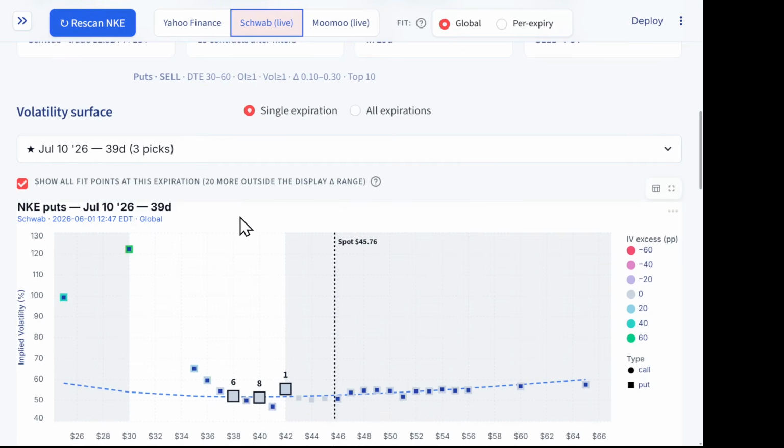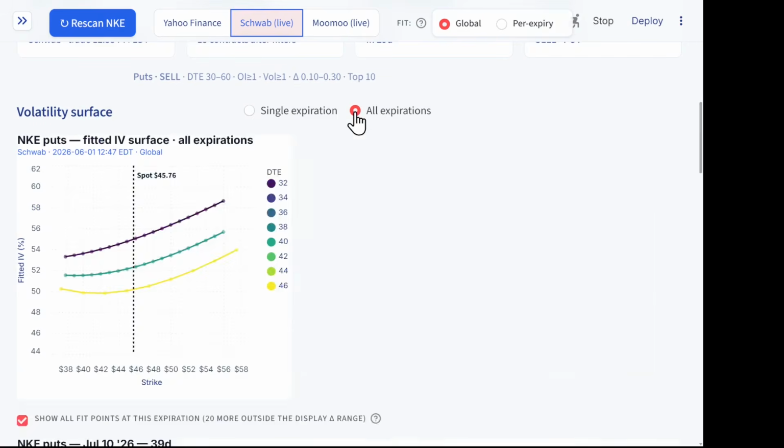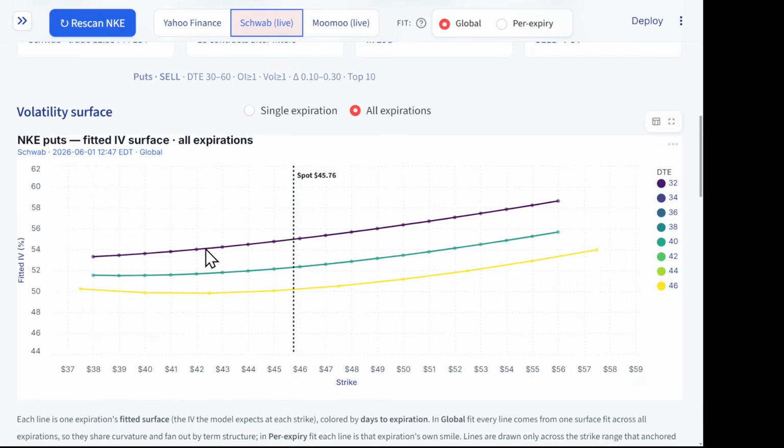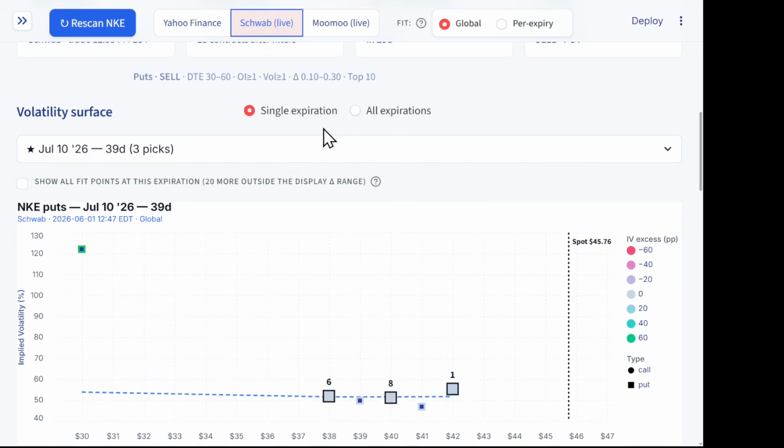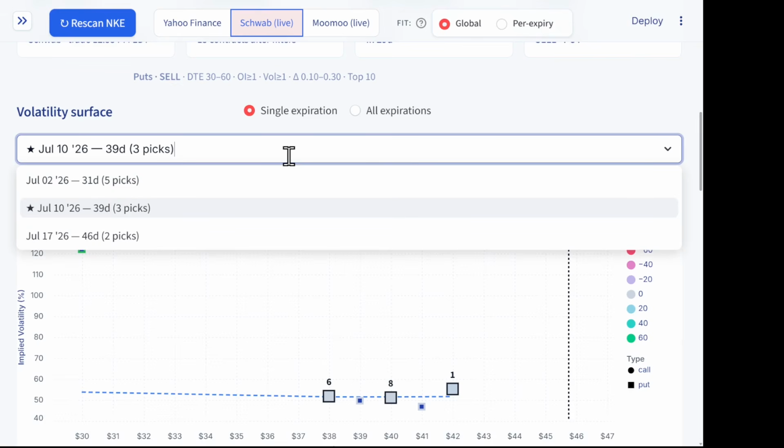We're just focusing on the single expiration this episode, but you can also click all expirations, which kind of does what you'd think. There's 3 expirations, but it's still a work in progress, so maybe a future episode we'll talk about that. This drop down lets us view the chart for each expiration in the DTE range. The one with the top candidate is selected by default and has this star. The text in the drop down for each row tells you the expiration, the number of days, and how many top 10 picks it has.